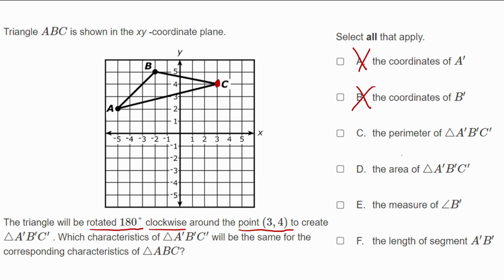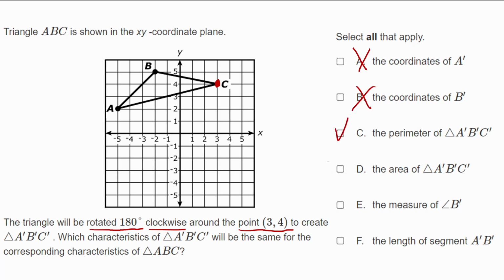Now, the perimeter of triangle A prime, B prime, C prime. How can we figure this one out? Well, if we think about it, when we rotate something, you can put your hand on your desk, or on your computer, and if you spin your hand, does the outside line of your hand change size? Does your hand change size at all? No, it will not change size. So we could check that one off.